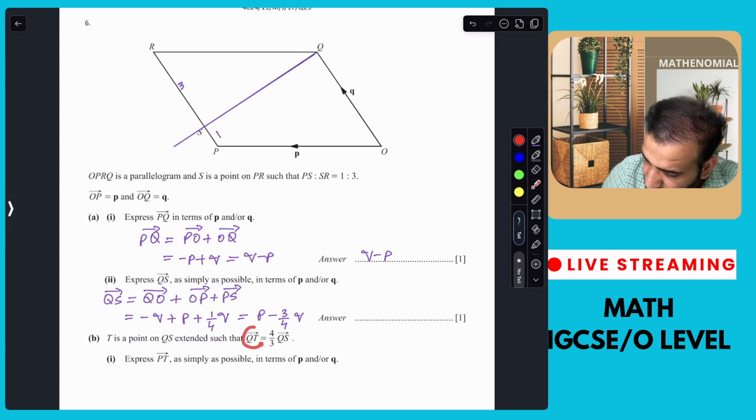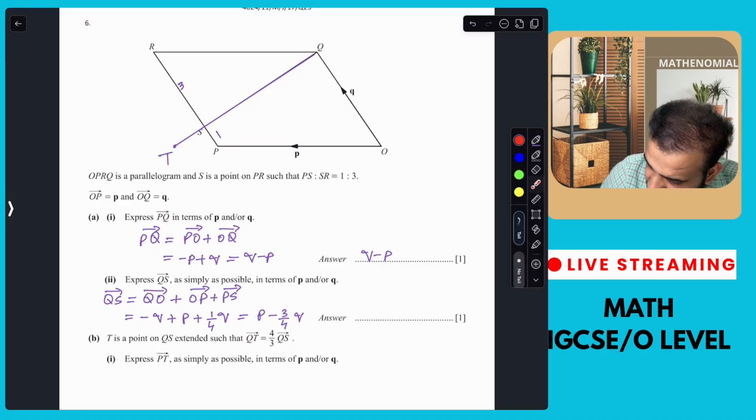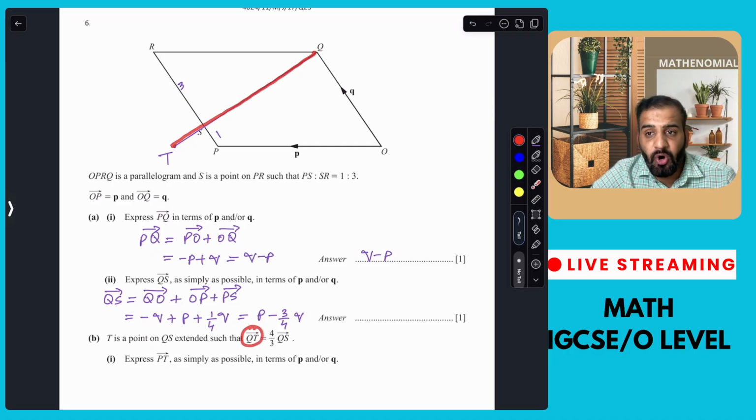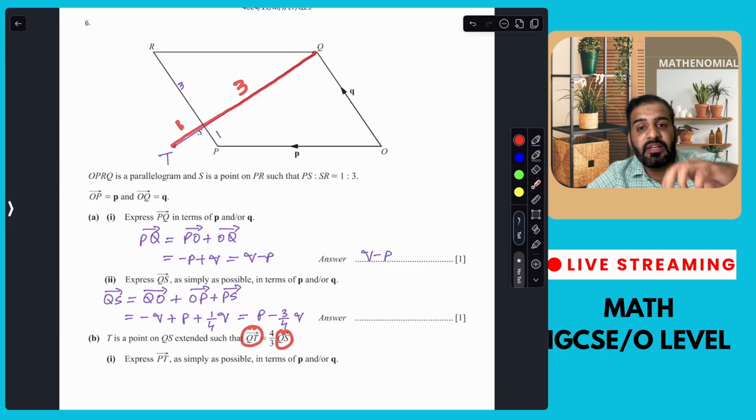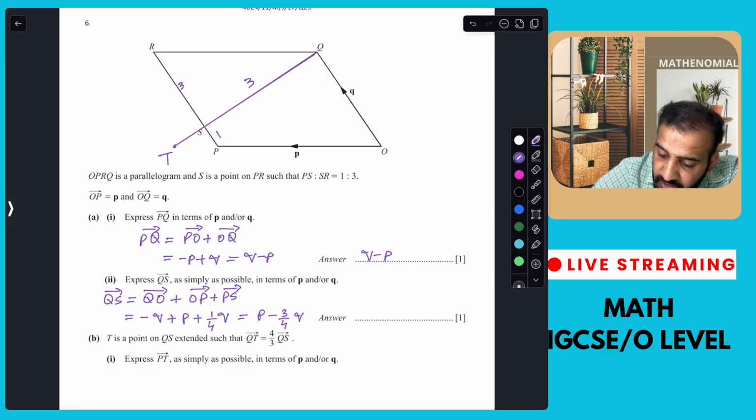Let's say if I mark T at this point, then this is QT, which is 4/3 of QS. It means 4/3 of QS: this part is 3, and this part is 1. So that's why QT is 4/3 of QS. So if these are 3 parts, you have to draw QT roughly longer. Let's say it is 3, and it is 1.